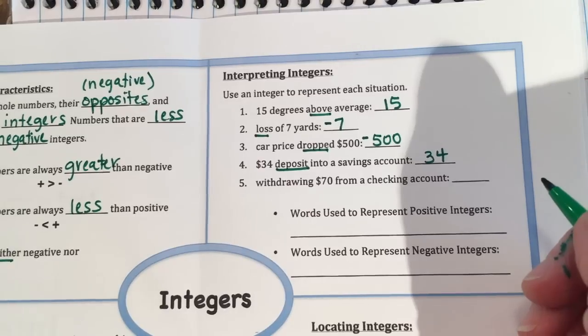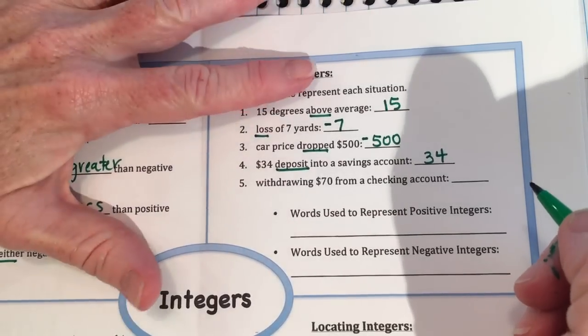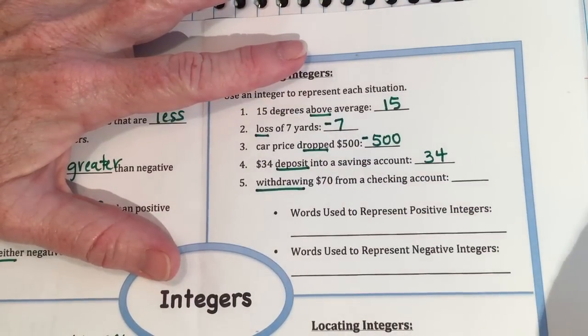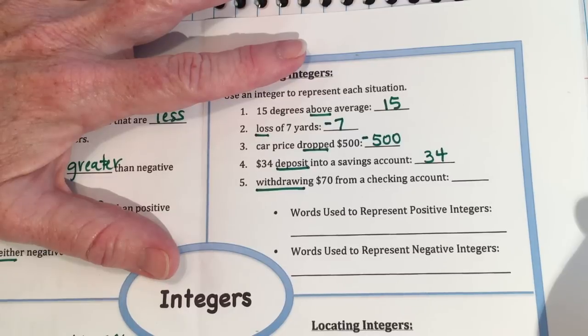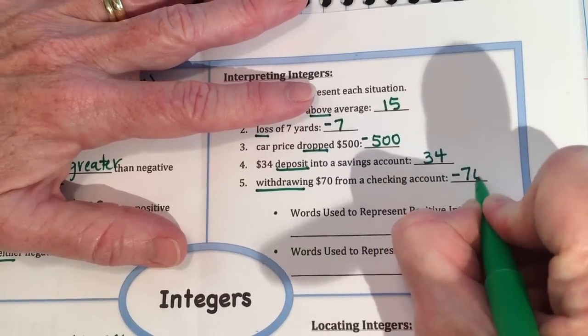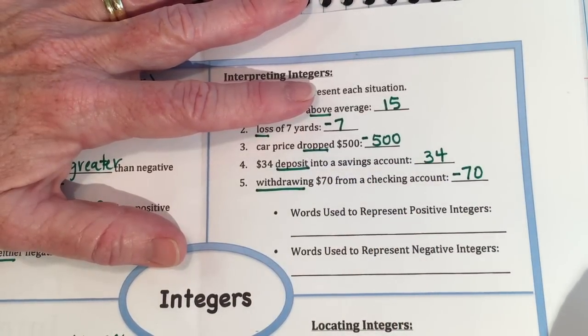Number 5, withdrawing $70 from a checking account. If you withdraw money, you have to know what that means. From a checking account, what you're doing is taking money out of your checking account. So is your account getting bigger or smaller if you're taking money out? It's getting smaller. So withdrawal is negative. So this would be negative 70.